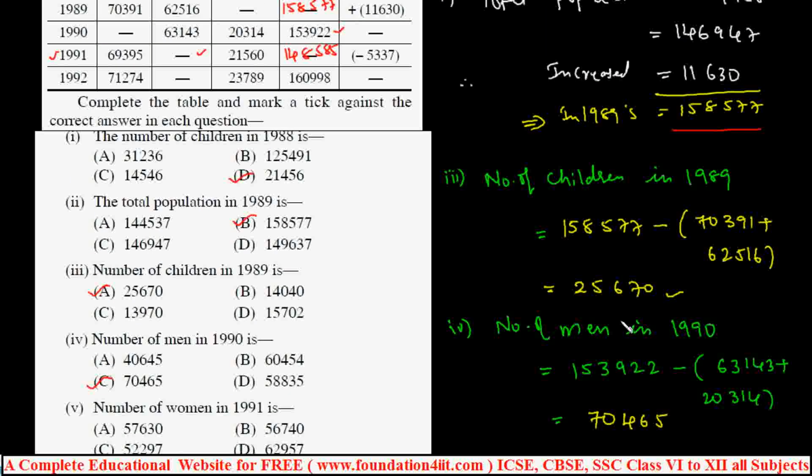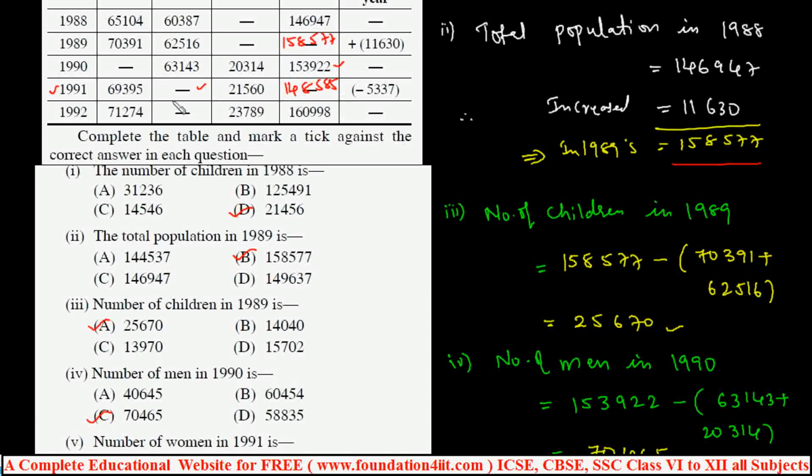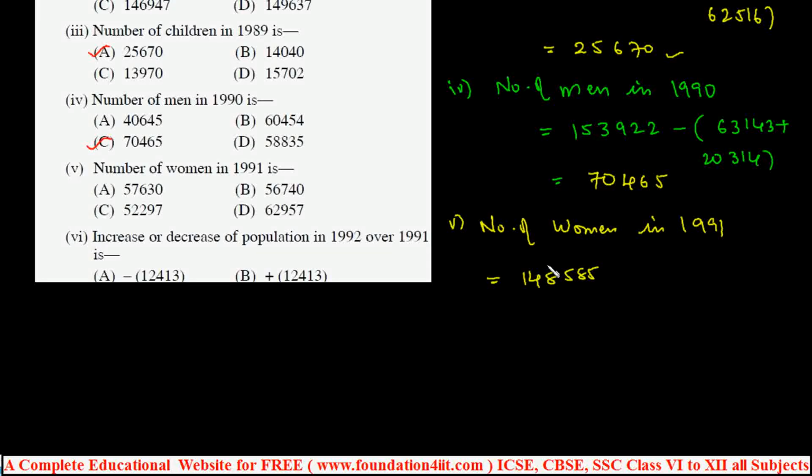148,585. So just start subtracting, right? From this, subtract both. Subtract those two numbers. That is, one is 69,395 plus one more 21,560. Just calculation, 57,630. Yes, option A is this, right?